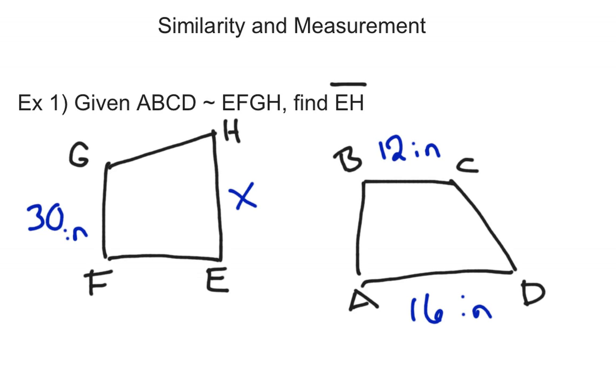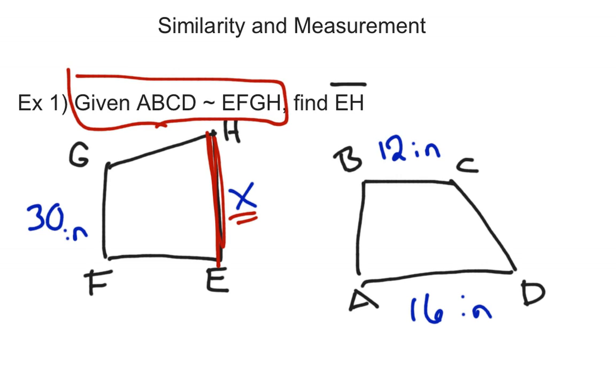So example 1 here, I've got two figures, and example 1 says given ABCD is similar to EFGH, we want to find EH. EH is this side right here. We want to find out how long that is, and that makes sense because we've already said that that's our variable. What we learned yesterday is that if things are similar, which they're telling us outright, they are similar.